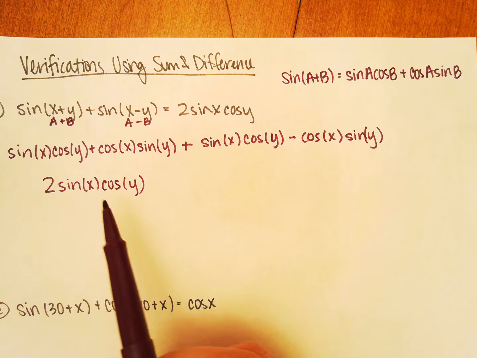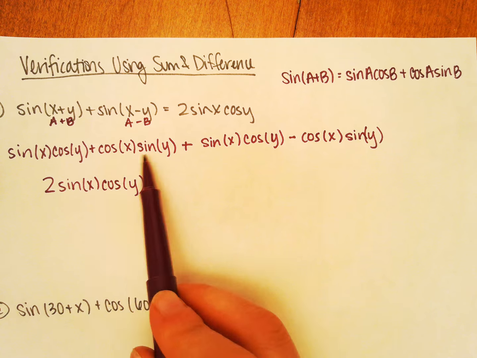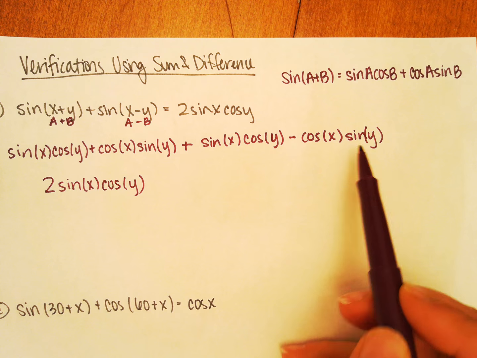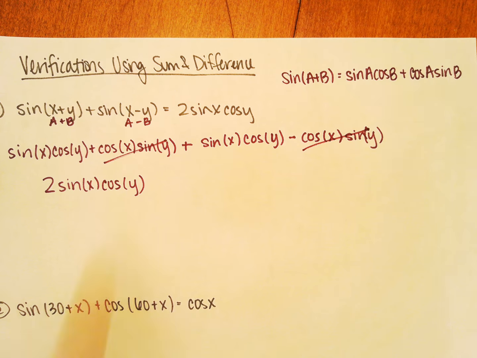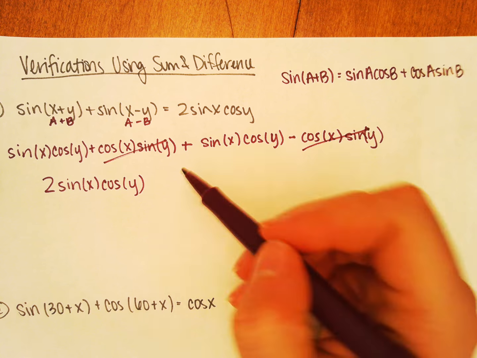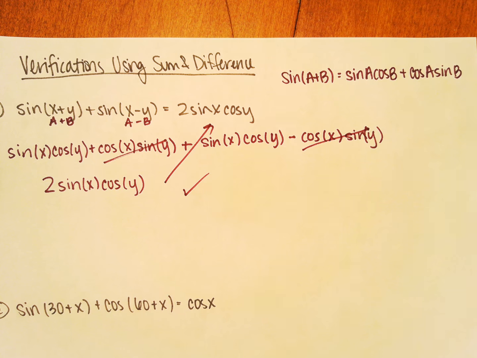So let's see if our other terms combine. Cosine x, sine y, cosine x, sine y. This is a plus, this is a minus, so these things can cancel out. And we're just left with the 2 sine x, cosine y, which is what we want. So we're all set. That's verified.